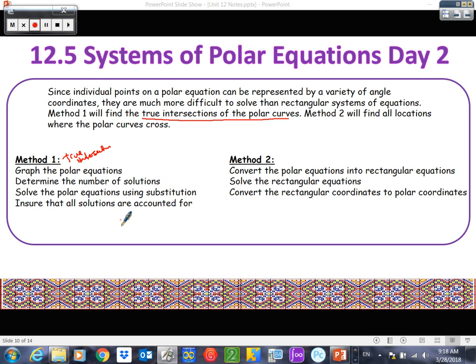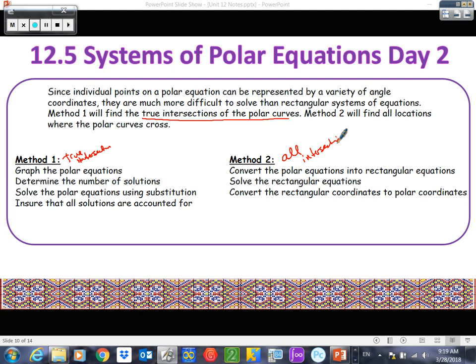Method 2 is going to find all locations. All. Because when we take our polar equations and put them in rectangular form, is there any distinction in rectangular form? I mean, the point is what it is, right? Other than, let's talk about to compare.